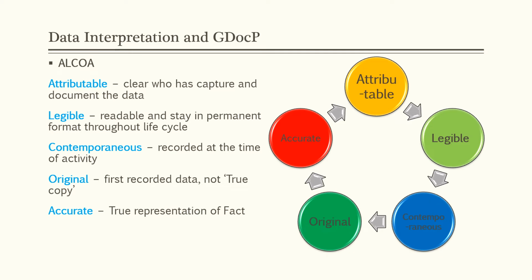Contemporaneous. Recorded at the time of activity performed. It shouldn't be recorded later on. Original. First recorded data, not true copy. Accurate. True representation of the fact. There shouldn't be any modification on the raw data.